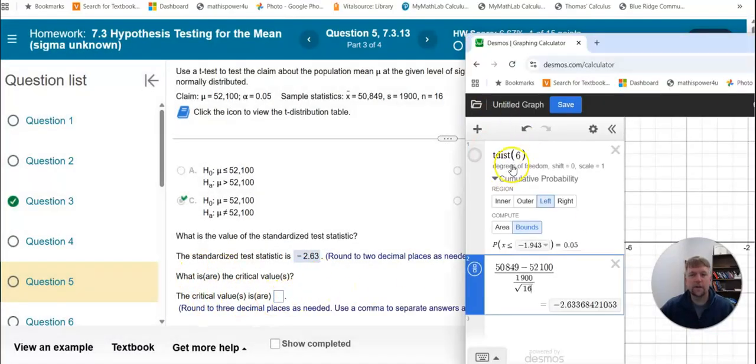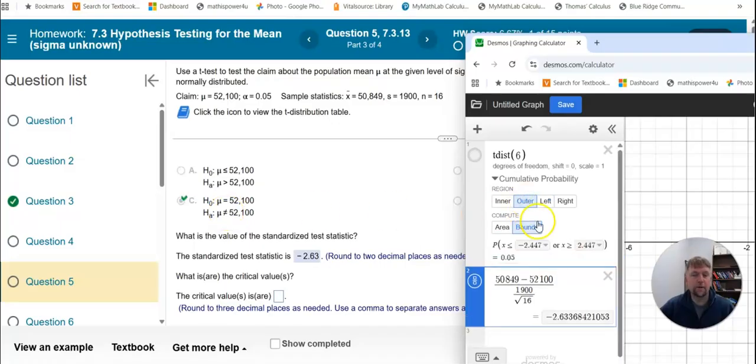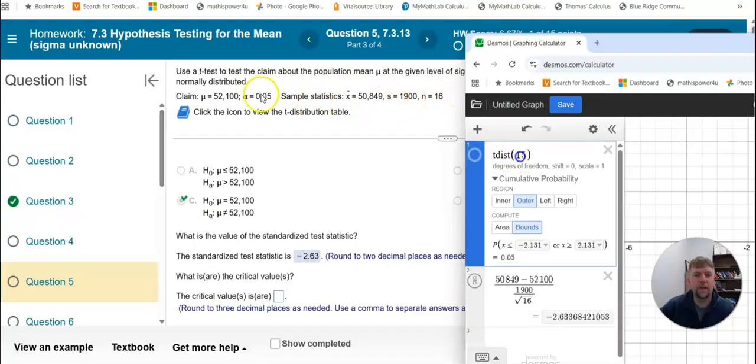This is where the TDIST is going to come into play. So for critical values, the alternate hypothesis will tell you which of these, outer, left, or right, to use. For a two-tailed test, like a not equal to symbol, you're going to use outer. Okay. Now, our degrees of freedom is 1 less than the sample size, so that's 15, and our alpha value is 0.05, which I already have. Right, so there are my critical values. There's 2 of them, so I'm going to put them in there with a comma, rounded to 3 places.